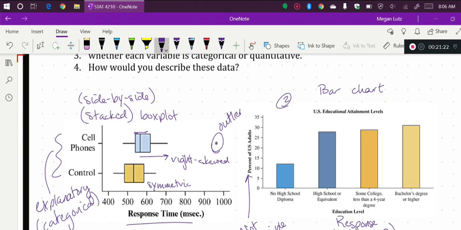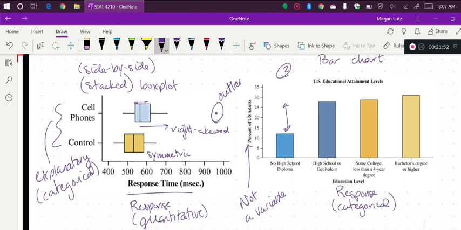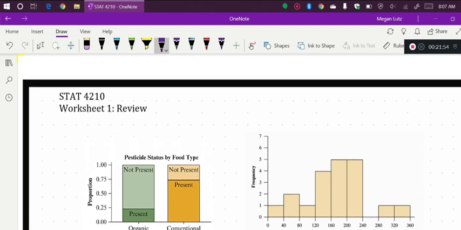If we want to describe this chart, or describe this distribution, we would say that the education attainment levels, the proportion or percent of people with at least some college is about the same as those with high school or equivalent. However, the proportion of people with no high school diploma is about half of that with high school, some college, or at least a bachelor's degree. So what we're going to do is compare the heights of the bars.